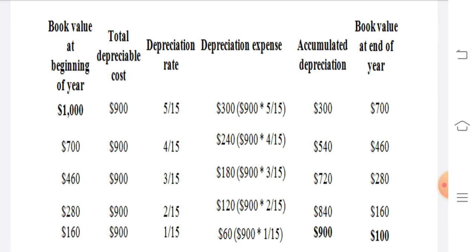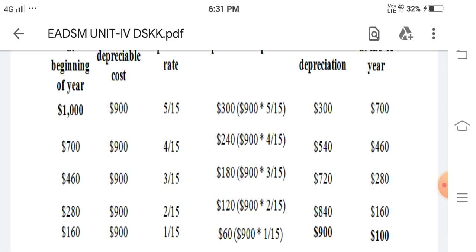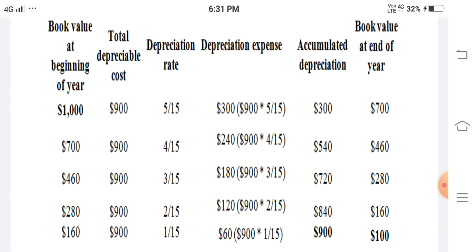That 180 rupees is subtracted from the book value at the beginning of the third year, so it yields 280 rupees as the book value at the end of the third year, which is carried as the book value at the starting of the fourth year. Now in the fourth year, the depreciation is 2 by 15 of 900, which is 120 rupees. Subtracting it gives 280 minus 120, which is 160, the book value at the end of the fourth year, carried forward as the book value at the starting of the fifth year.